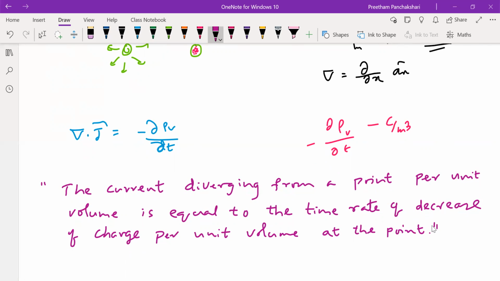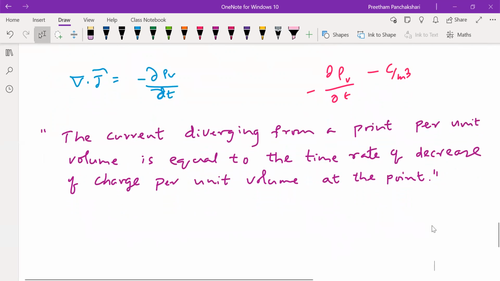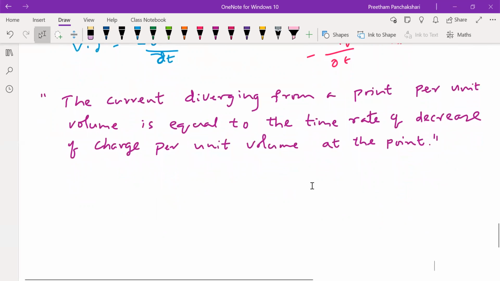The current diverging from a point, that means current going out of a point per unit volume, is always equal to time rate of decrease of charge per unit volume. That means the amount of outflow of the current from any point is equal to the speed of decrease of the charge, not the charge decreasing, the speed, the rate of decrease of the charge at that point. So if the charges are decreasing very fast, then more current is flowing. More current means the rate of decrease speed is very high. So based on integral form also, we can make the statement of the continuity equation.